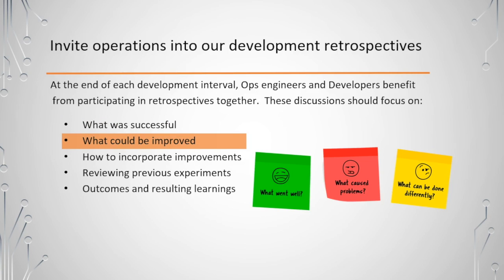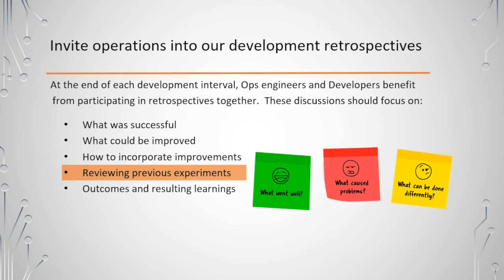What could be improved? Or in other words, what was not successful? What caused problems? What can be done differently? Were there any delays that could have been avoided? What were some of the obstacles we encountered? How to incorporate improvements: team members should work together to plan and determine the steps needed to incorporate any improvements and who should take ownership of ensuring that they are implemented.